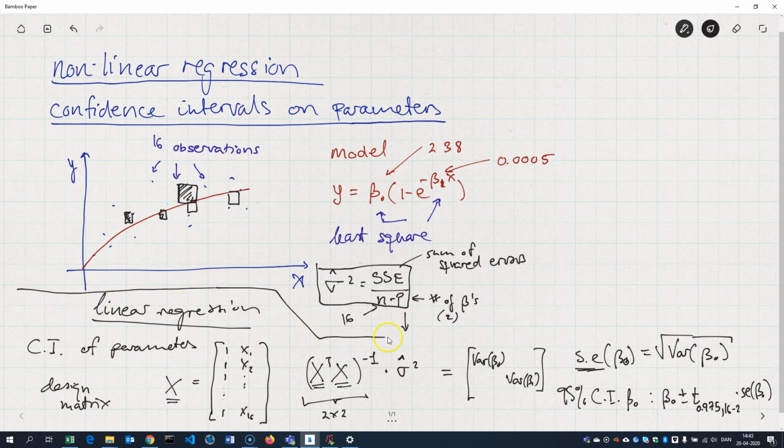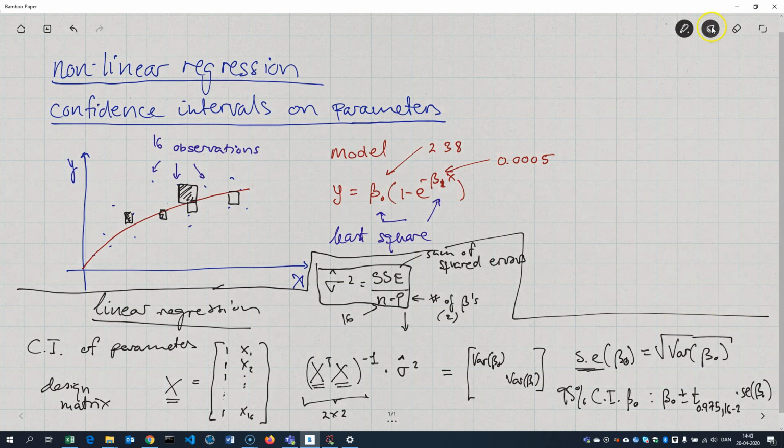The good news is that it's almost the same thing we do in nonlinear regression. I'll just include this one here, like that. In nonlinear regression, let's change the color.